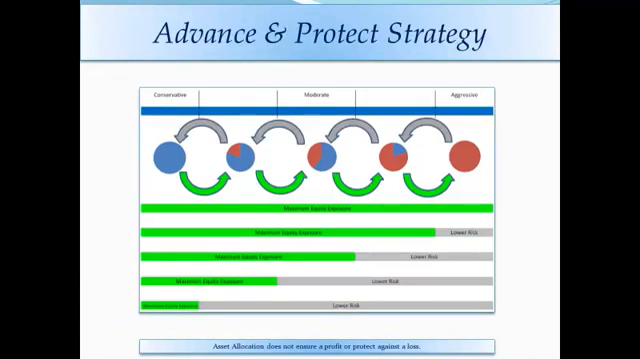Advance and Protect is a more dynamic process. We are not going to sit in one of these allocation models all the time, but we will move up and down the risk spectrum based on market conditions. So when the market is advancing, we will reduce cash and be more fully invested. When the market is falling, we will increase cash levels and become more conservative.